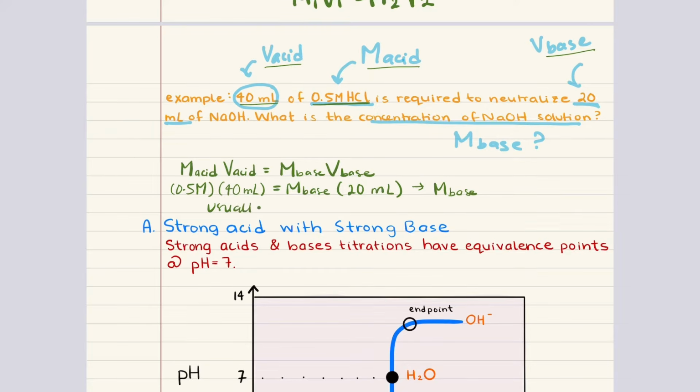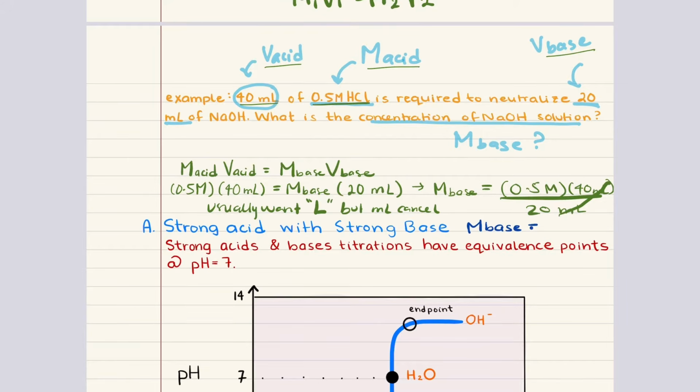We can rearrange this to solve for the molarity of sodium hydroxide. And the thing here is we can actually keep the volumes in milliliters because they're going to cancel in the ratio. So I'm going to divide both sides by 20 milliliters so I can isolate the unknown. The molarity, or the concentration, of sodium hydroxide is going to be equal to 0.5 times 40 divided by 20, and that is equal to 1 molar. So that is our answer.